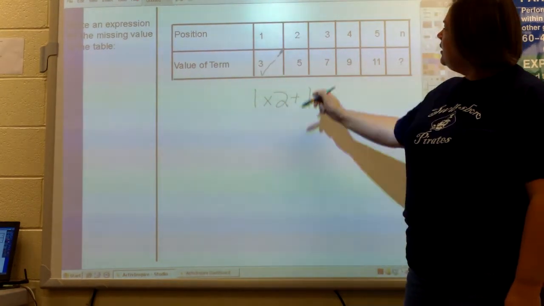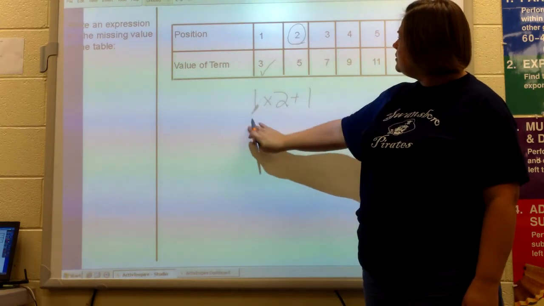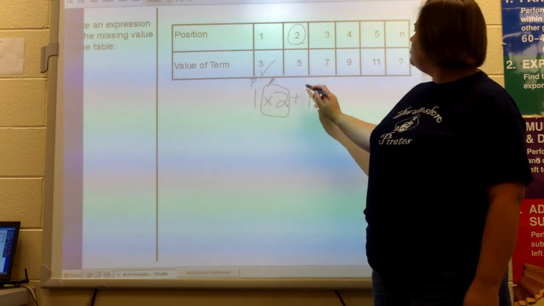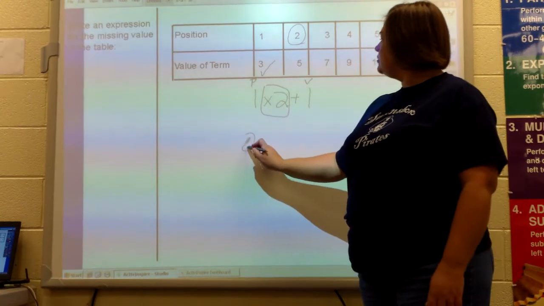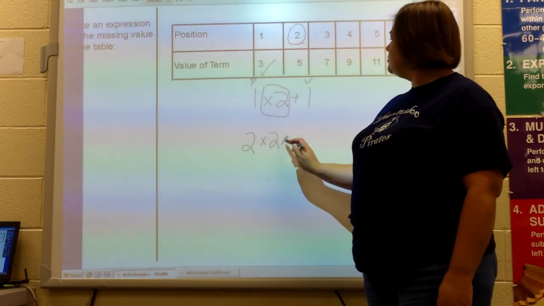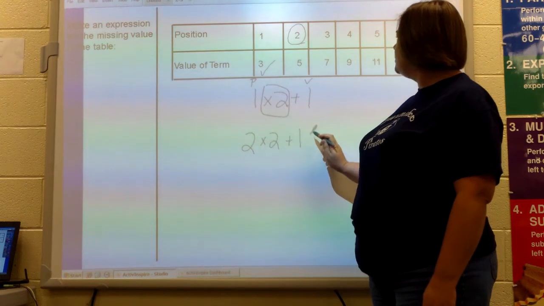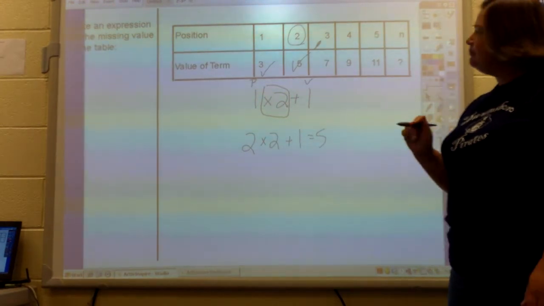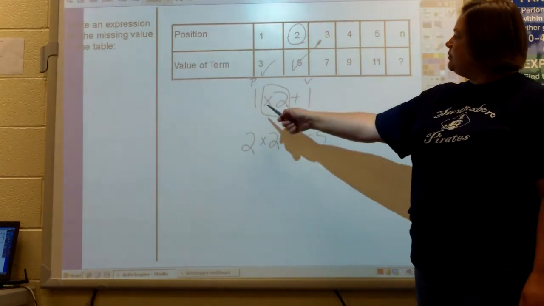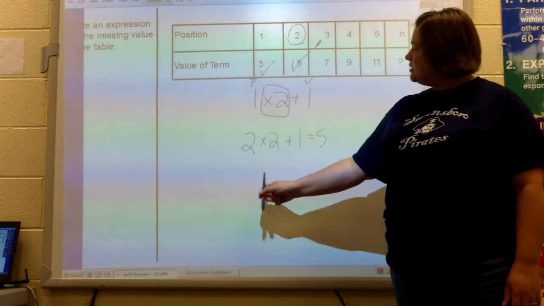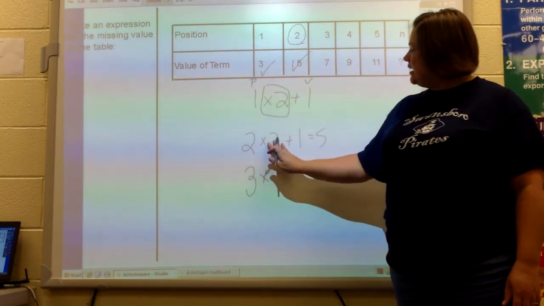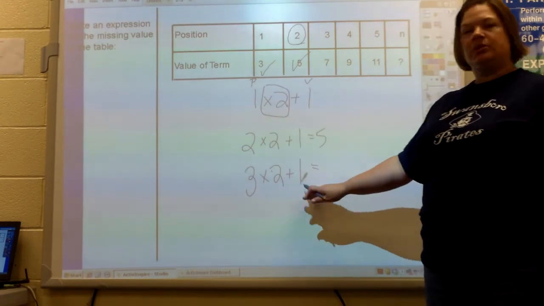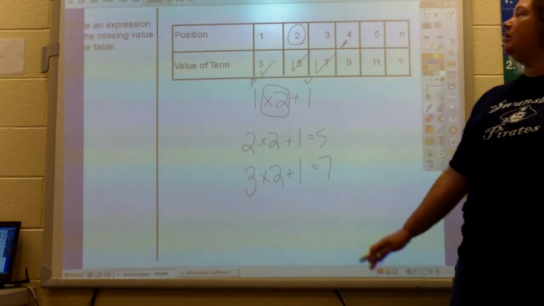Okay, that would work. If I plug 2 into this spot, if this is our position and this is our rule, then this should be our value. So 2 times 2 plus 1 is 2 times 2 is 4 plus 1 is 5. So yes, that would work for that particular position. 3, can I put 3 in the place of this number over here, the position? 3, and keep the rule the same, times 2 plus 1. 3 times 2 is 6 plus 1 is 7. Yes, that worked there. Let's try the next one.